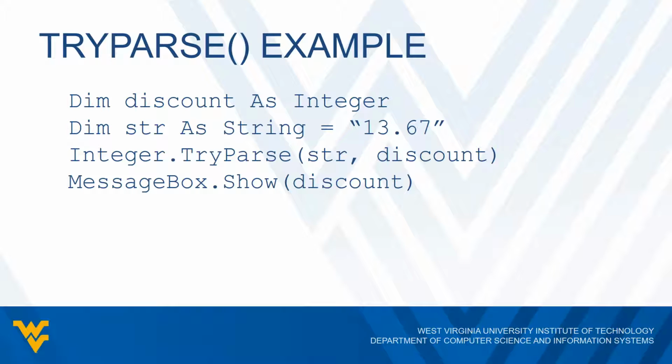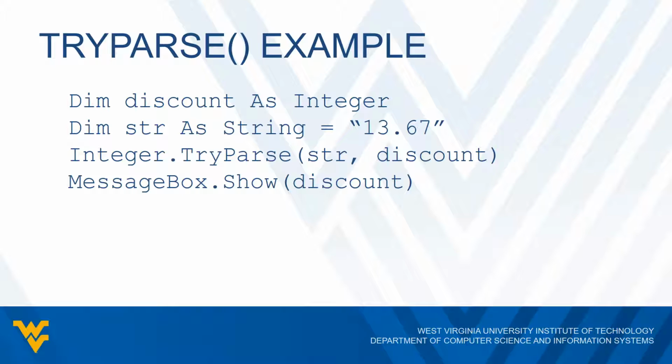Let's do another example. So here we have some code where we pretty much have the same thing as before. We still have discount and we have str. Now take a look at what we're initializing str to. We have the string 13.67, and then we're trying to convert it to an integer. Let me ask you, what do you think is going to happen? What do you think the value of discount is going to be, and what do you think is going to be displayed? Pause the video for just a minute, think about it, and then resume when you think you know the answer.